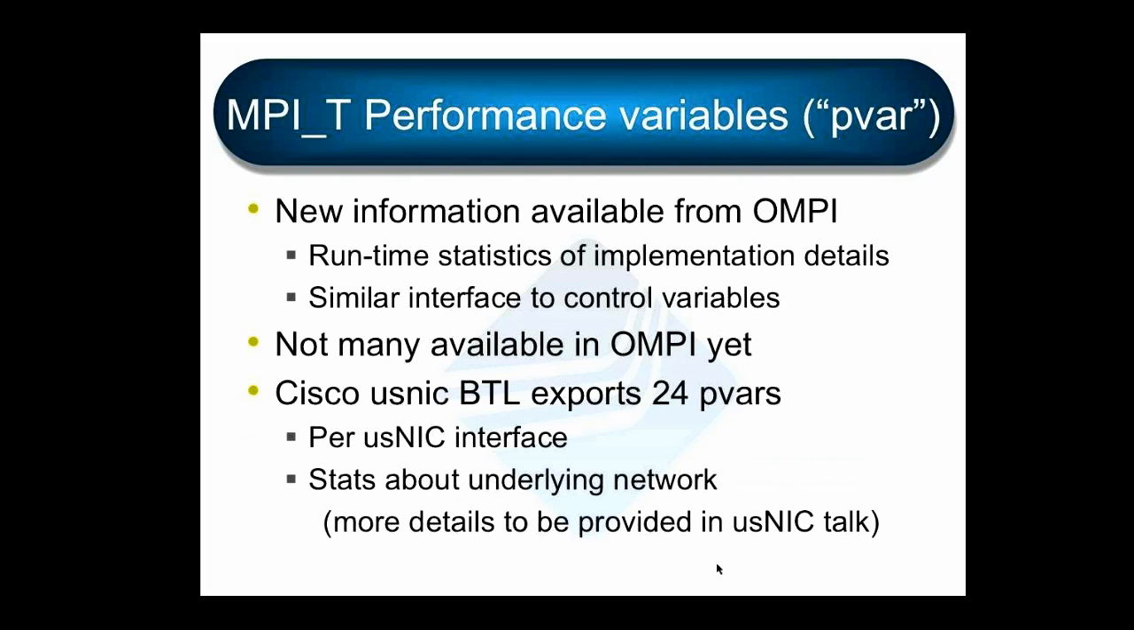Now, there aren't many available in Open MPI. As a matter of fact, the Cisco stuff is among the first group that's there. We export 24 of them so far, and we actually export them per network link, which is pretty cool. But there's going to be more over time. We did the Cisco one as an experiment so that we could set a precedent for the rest of the community: hey, if you're going to expose stuff about your network, do it this way. And I'm going to talk more about those in the second talk.